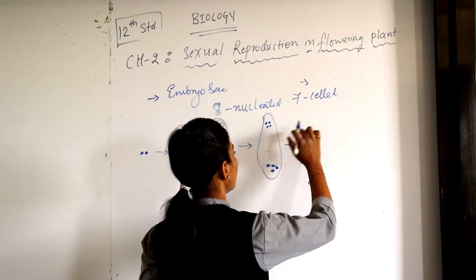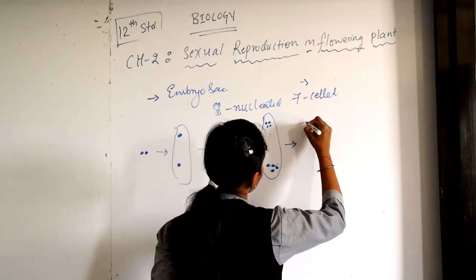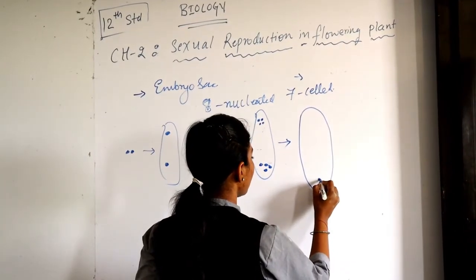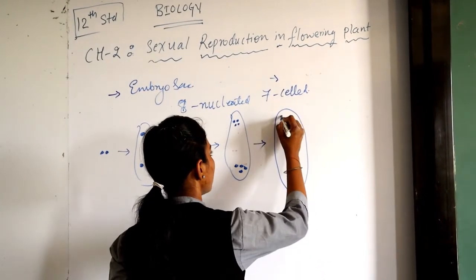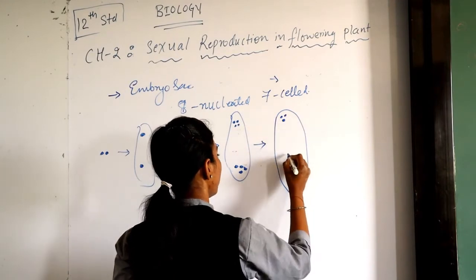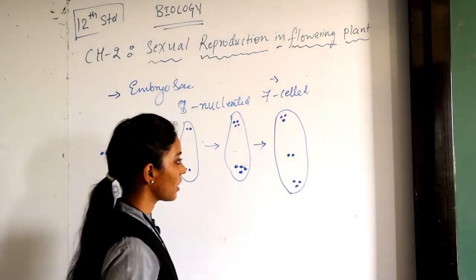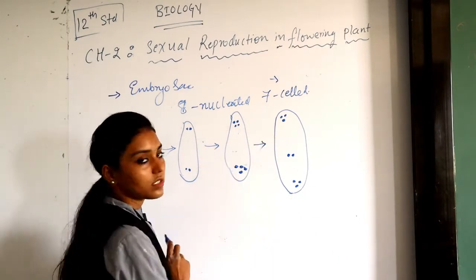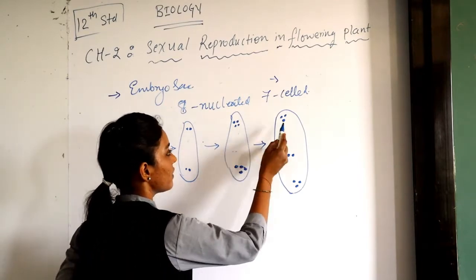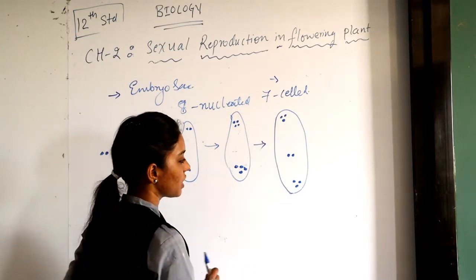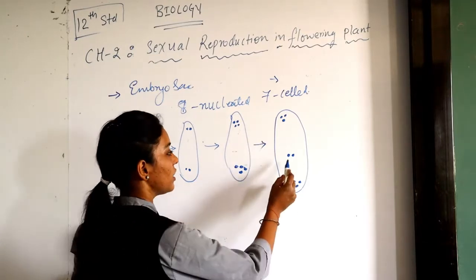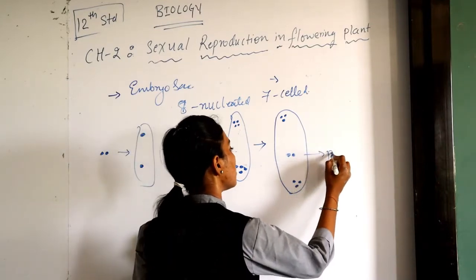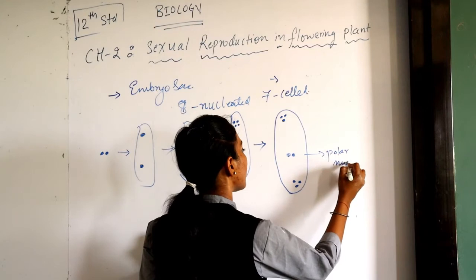Now we will see how the 7 celled structure is formed. On further division, I will just draw the diagram wherein you will see 3 cells over here, 3 cells over here, and 2 cells will be formed in the middle. Total 8 nucleated cells were there. Now among these 8, 3 will move to one end and the rest of the 3 will move to the other end. So total 6, and 2 nucleated cells will come in the central part, forming polar nuclei.